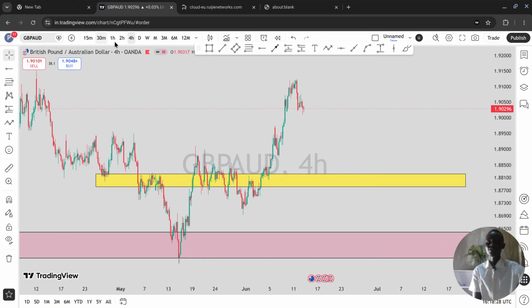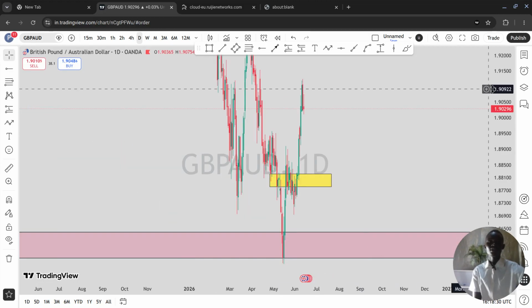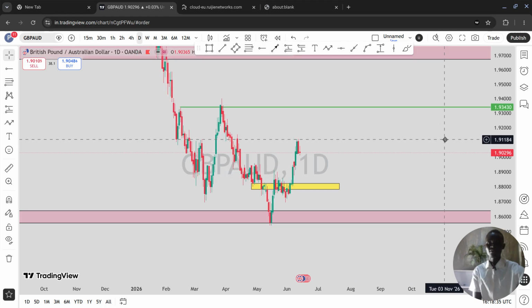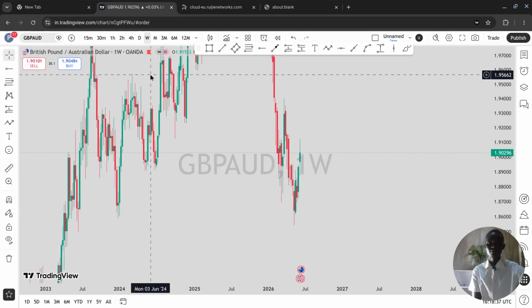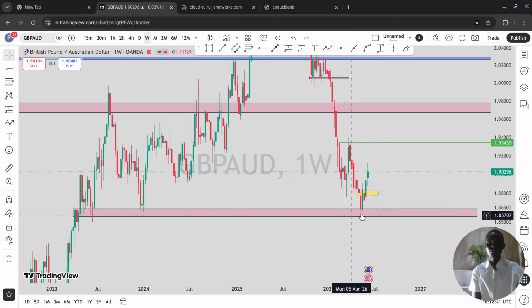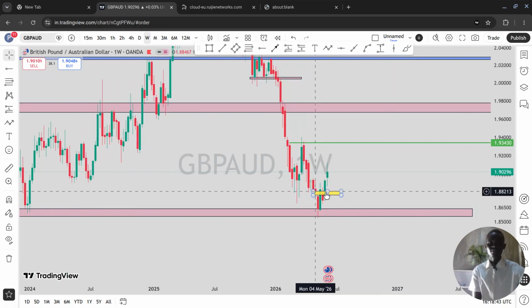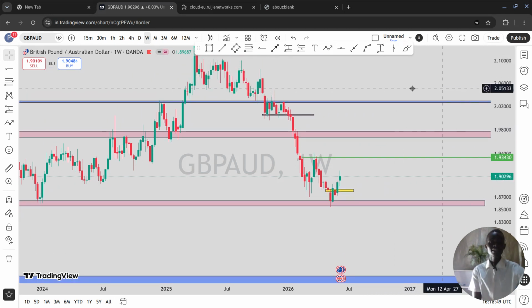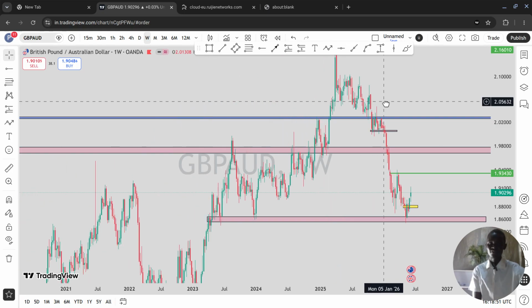GBPAUD. GBPAUD has also been going down for quite some time now, and we have got a breakout of this zone here. So the market is trying to pull to the upside. The long-term trend is still bearish, guys. This is what you have to understand.